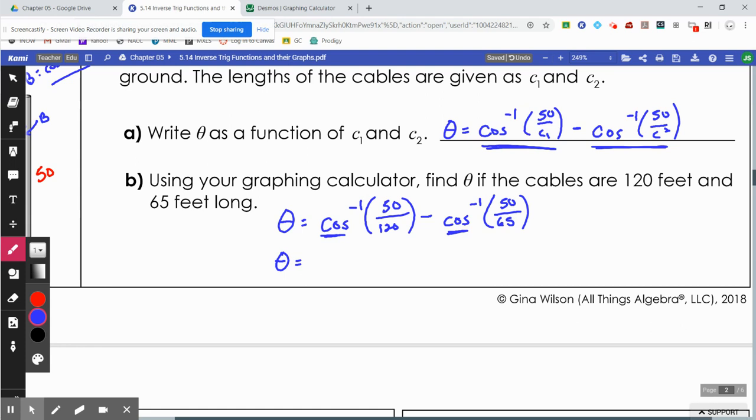So when I find the inverse cosine of this, it's going to tell me my angle A. This will tell me my angle B. When I subtract the two, when I plug this in, I'm going to get right at 25.7 degrees.